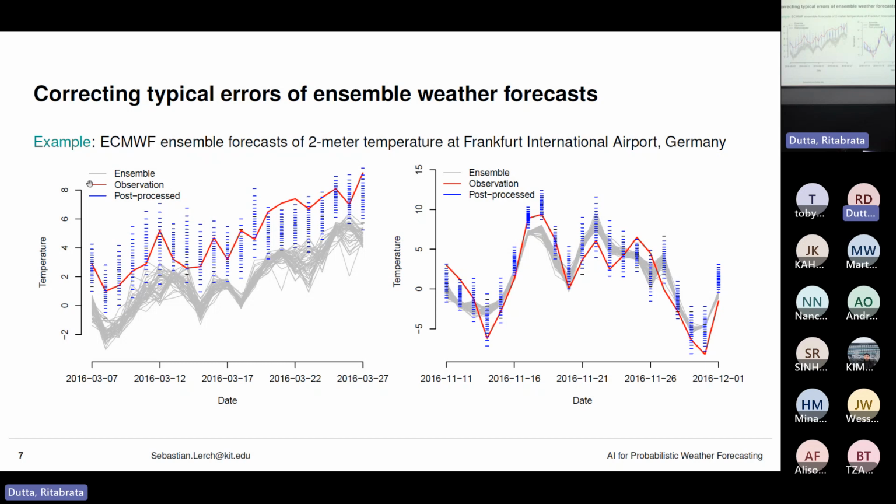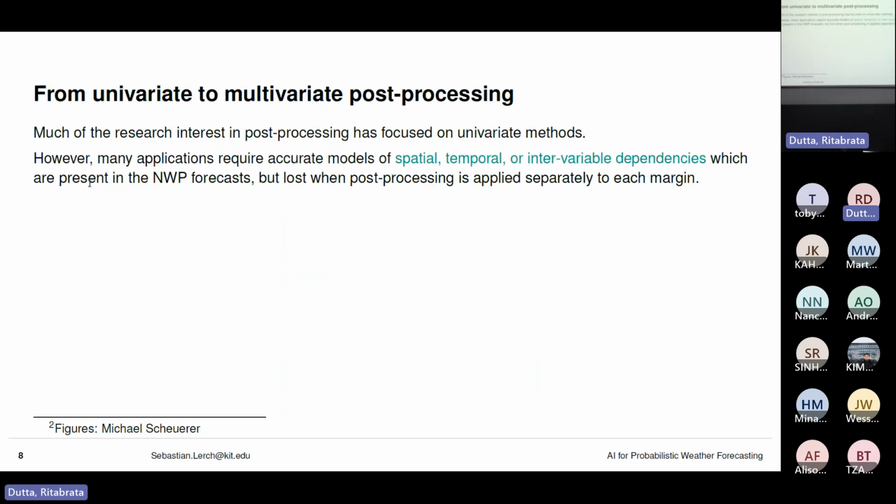But that's not what I actually wanted to focus on today, because today I want to talk about multivariate post-processing, because everything I've talked about thus far and lots of the things that have been done in research on post-processing has focused on univariate methods. So considering one target variable, one forecast lead time, and one location at a time. But many applications require not only univariate forecasts, but they also require accurate models of dependencies. That could be spatial dependencies or temporal dependencies or dependencies between different variables. But when we now apply post-processing separately, for example, for different variables, then we lose those dependencies.